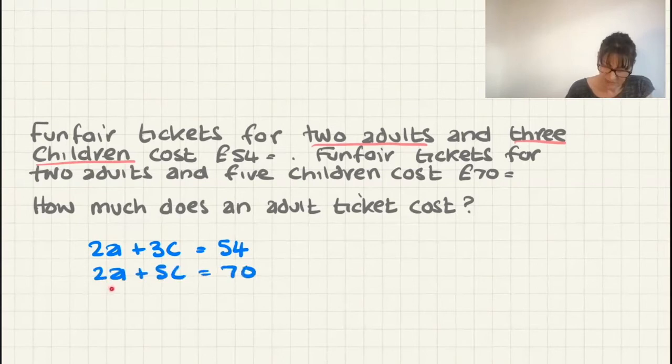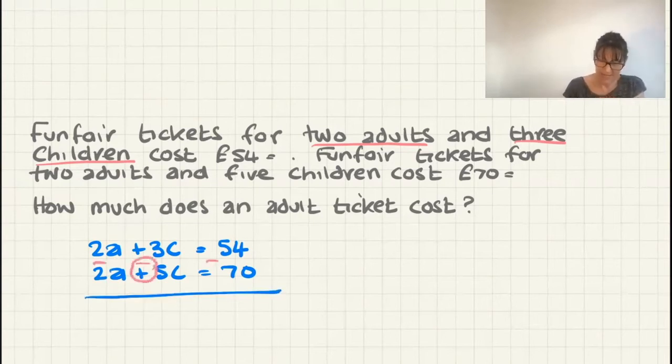Fortunately, the first term is already the same, so I can go straight into my takeaway. Take, circle, always do that. The 2 A's have gone. 3C, take 5C is minus 2C. And 54, take 70 is minus 16. I'm then going to divide through by the minus 2 to get me C equals 8.